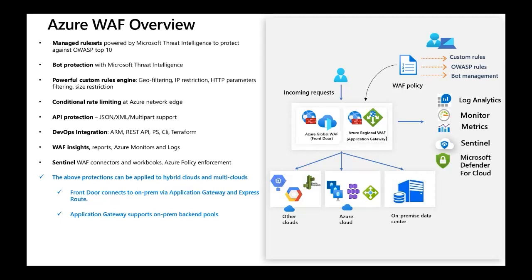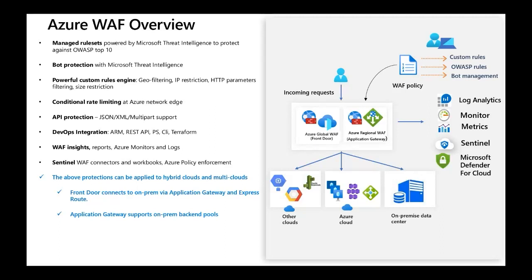And you can define these rules based on these parameters: geofiltering, IP addresses, which is IP description, HTTP parameters, and also a selection of size restrictions. We also have conditional rate limiting, and this is at the Azure network edge. So with rate limiting, you're able to control the number of requests allowed from a particular socket IP address towards the application, and this is during a rate limit duration.